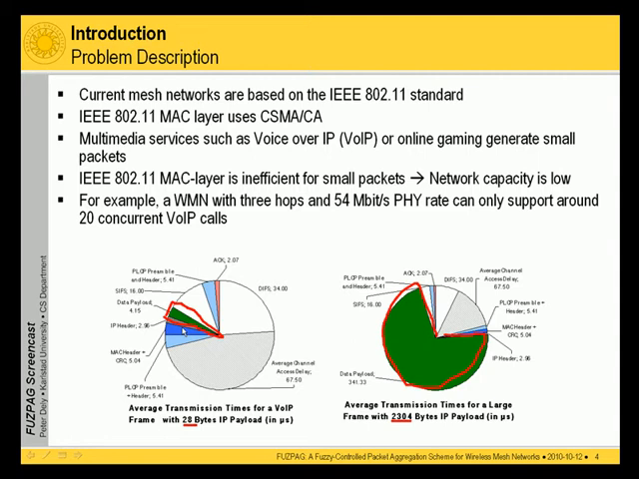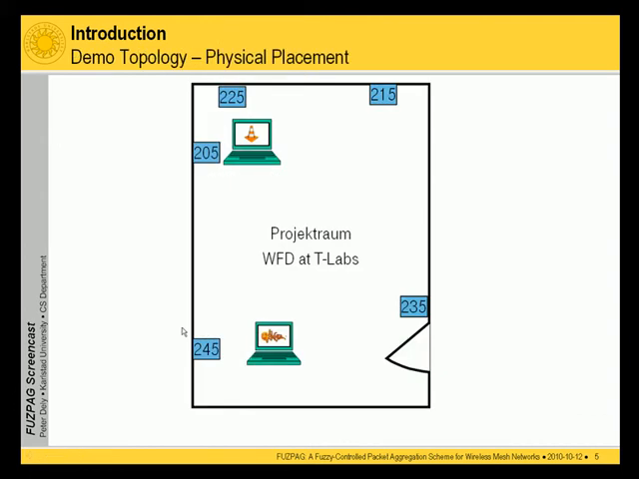For example, in a wireless mesh network that consists of 3 wireless hops and a physical layer operated at 54 megabits per second, you can only transmit about 20 concurrent voice over IP calls. I would like to demo that a bit more in detail. For the demo, I first want to explain our demo setup.